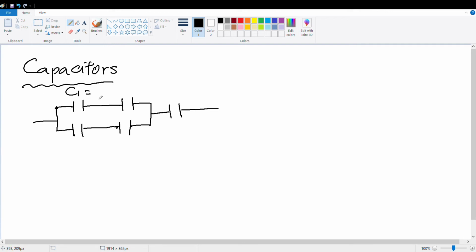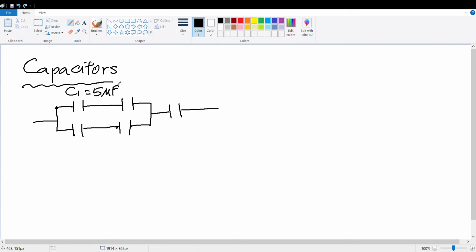So my C1 has 5 mF. The SI unit for the capacitance of the capacitor is actually farad. Farad is spelled F-A-R-A-D. So this is the SI unit for the capacitance. Okay, so this is not the main point.